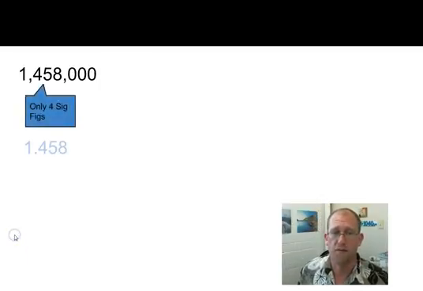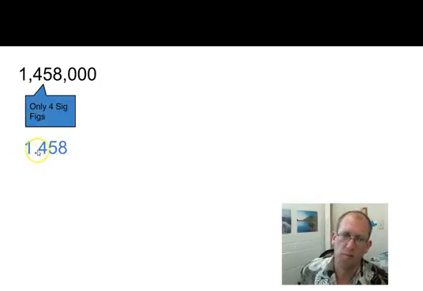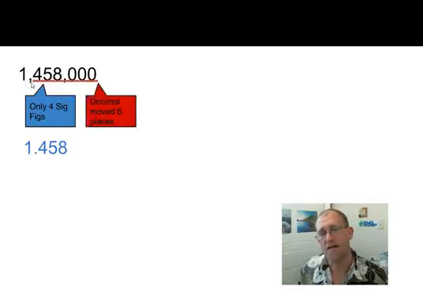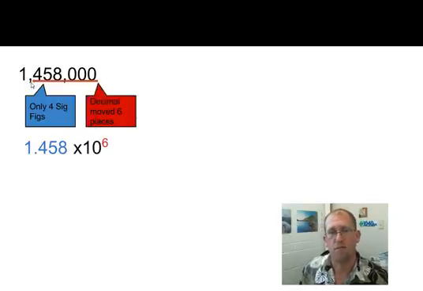1.458, right? And then I'm going to tell the reader, but it's not really 1.458. It's 1,458,000. So I moved the decimal point 6 times to get it there. So I'm going to indicate that by multiplying it times 10 to the 6th power. Okay, this 6 represents these 6 digits that I had to move the decimal point past to make this number.